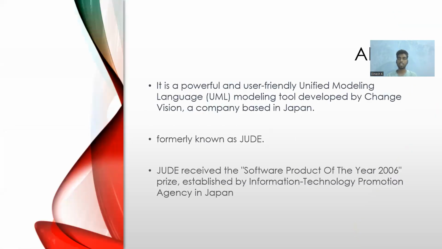Astah UML is a powerful and user-friendly UML modeling tool developed by Change Vision, a company based in Japan. UML is a standardized modeling language used in software engineering for visualizing, specifying, constructing, and documenting the artifacts of a software system. Astah UML provides various features to create UML diagrams, making it easier for software developers and analysts to design and communicate their ideas effectively. It received the Software Product of the Year 2006 prize established by the Information Technology Promotion Agency in Japan.